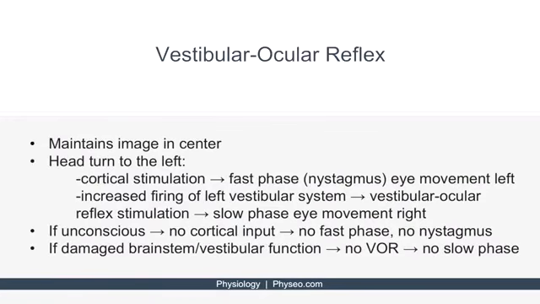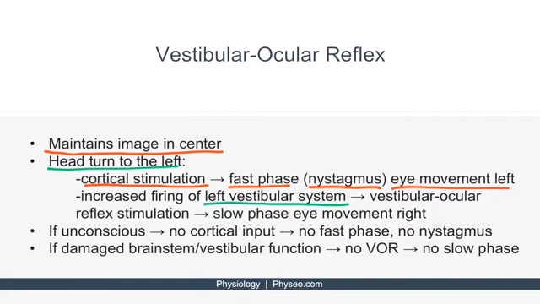Now let's talk about the vestibular ocular reflex. Now the purpose of the vestibular ocular reflex is to maintain an image in the center of the retina. So, for example, as the head turns to the left, the frontal cortex, specifically the frontal eye field, will be stimulated. And this will induce the fast phase, which will also induce nystagmus. So the eyes will move left. Now, turning the head to the left will also cause firing of the left vestibular system. And this will initiate the vestibular ocular reflex, which will lead to the slow phase, or eyes moving in the opposite direction, which in this case is the right.